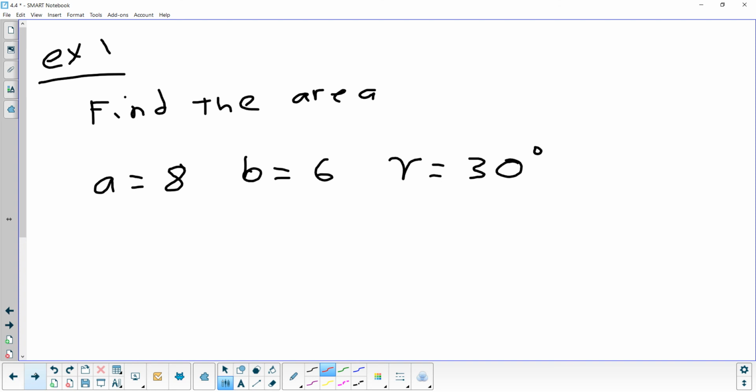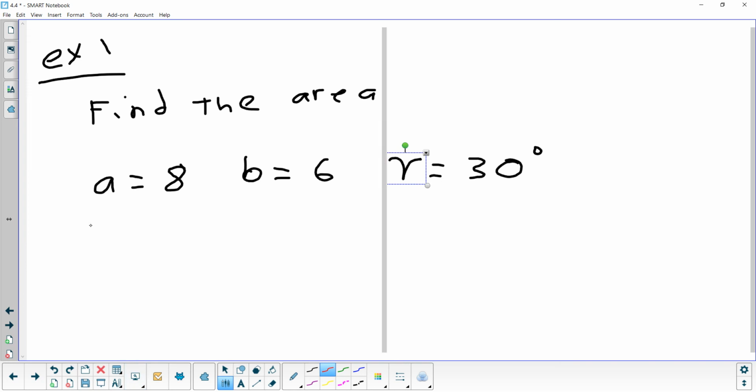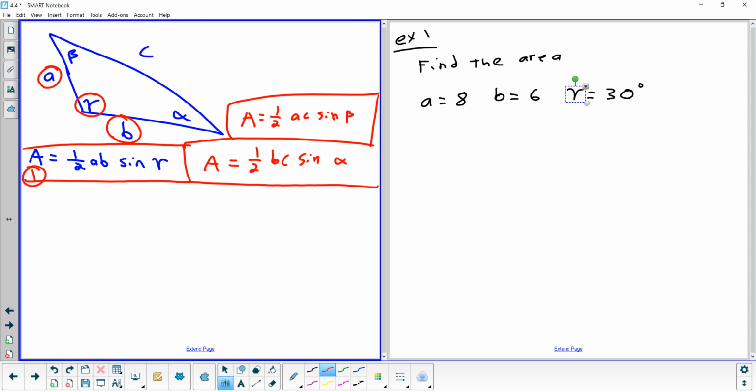Oh, here's a problem. Find the area of the triangle. So A is 8, B is 6, gamma is 30. Now, if we go back and check the previous page, A, B, and gamma, that is in one of the versions of our formula. I call that version 1. That's version 1. A, B, and gamma. Perfect.